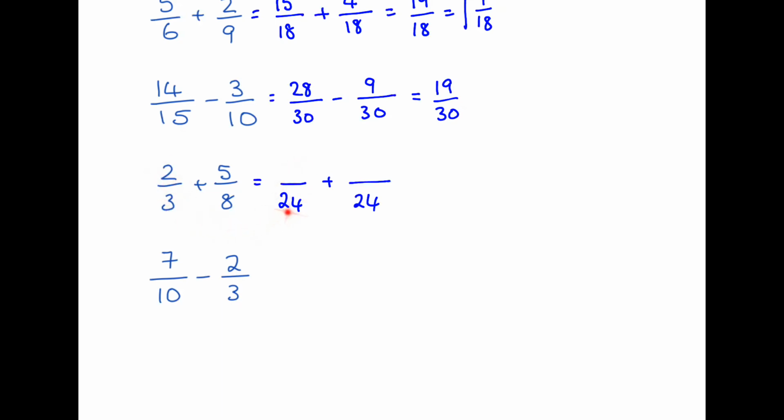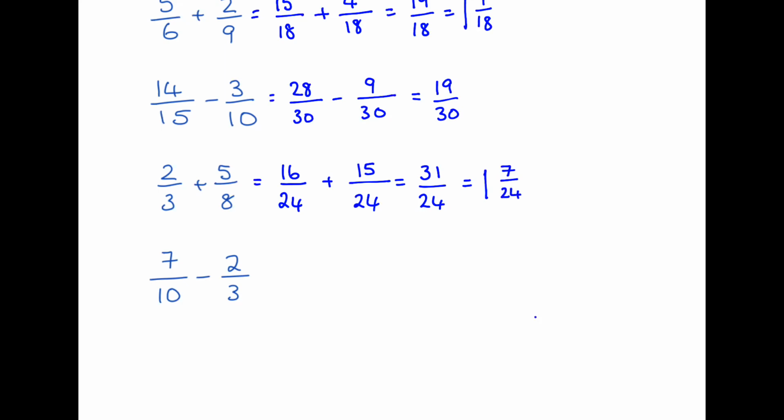So 3 has been multiplied by 8 to give us 24. So 2 needs to be multiplied by 8 as well to give us 16. Then 8 has been multiplied by 3 to give us 24. So we do 5 times 3 is 15. So altogether we've got 16/24, add 15/24, which gives us 31/24. And that's over a whole one, isn't it? So we've got 1 whole 24, and then there are 7 left over.